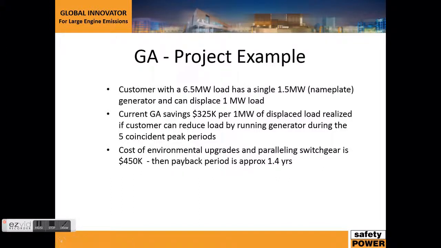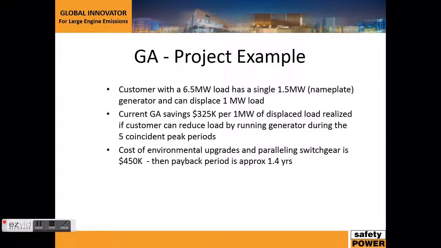So going through some of the economics here, let's just make a hypothetical example. If you had a 1.5 megawatt generator and you could displace 1 megawatt of load, the current GA savings is $325,000 per year per meg. So that's how much savings you could realize if you operate during those 5 peak demand hours.